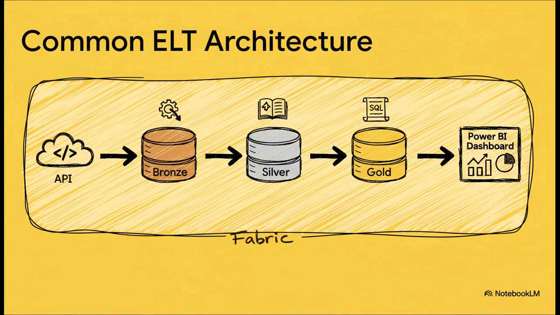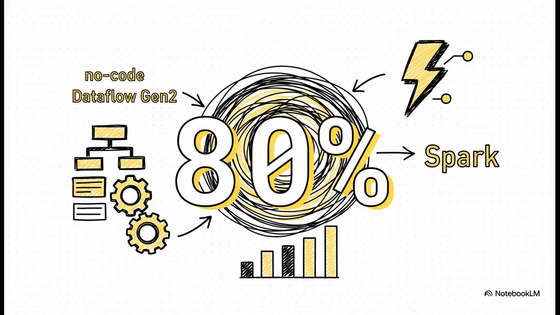This right here shows a really common and powerful architecture you can build entirely inside Fabric using what's called the medallion model. You use a data flow to pull raw data from an API into your bronze layer. Then a Spark notebook comes in, cleans it all up, and creates a validated silver layer. And finally, a SQL script aggregates all that into a business-ready gold layer, which is what your final Power BI dashboard runs on. Now here's a statistic that really makes you stop and think. For most organizations, the combination of the easy-to-use Dataflow Gen2 and the power of Spark can solve up to 80% of all their data transformation work. That's a huge consolidation of effort, all in one place.